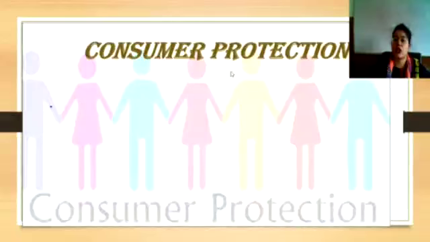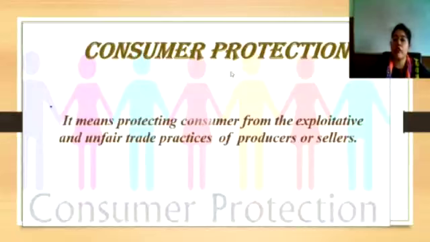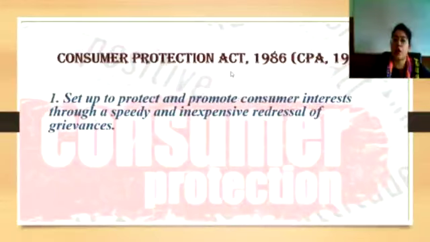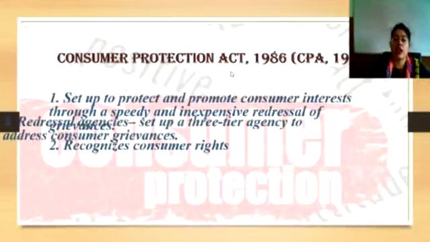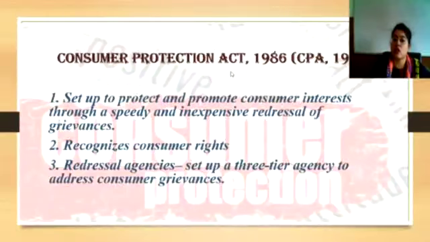Consumer protection. Consumer protection means protecting the consumer from exploitative and unfair trade practices of producers or sellers. Now, Consumer Protection Act 1986. What does it include? It is set up to protect and promote consumer interest through a speedy and inexpensive redressal of grievances. Consumers must know about their six rights to protect themselves from exploitative and unfair trade practices. Redressal agencies are set up to address consumer grievances.